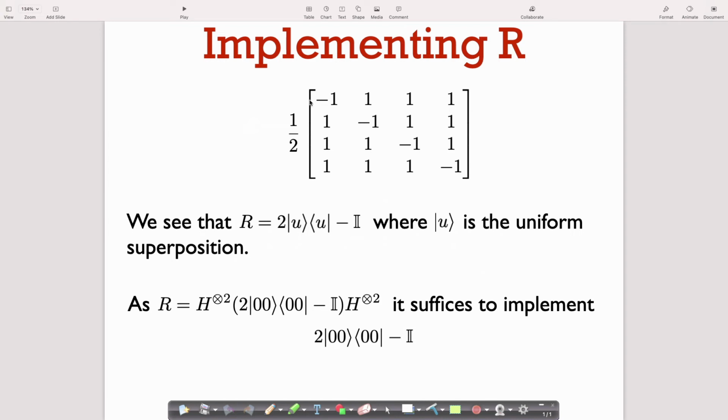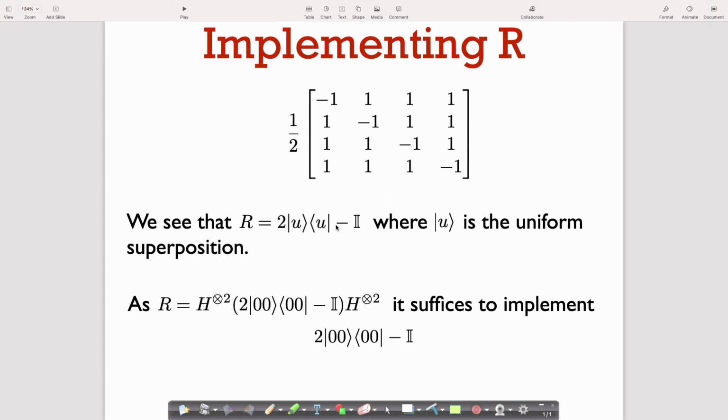Okay, so you see that R actually has all of the entries the same except for the main diagonal here. So R is actually just a rank 2 matrix, and we can create R just by taking the rank 1 matrix, which is just the uniform superposition outer producted with itself. That would create the matrix here where all entries are equal to a half.